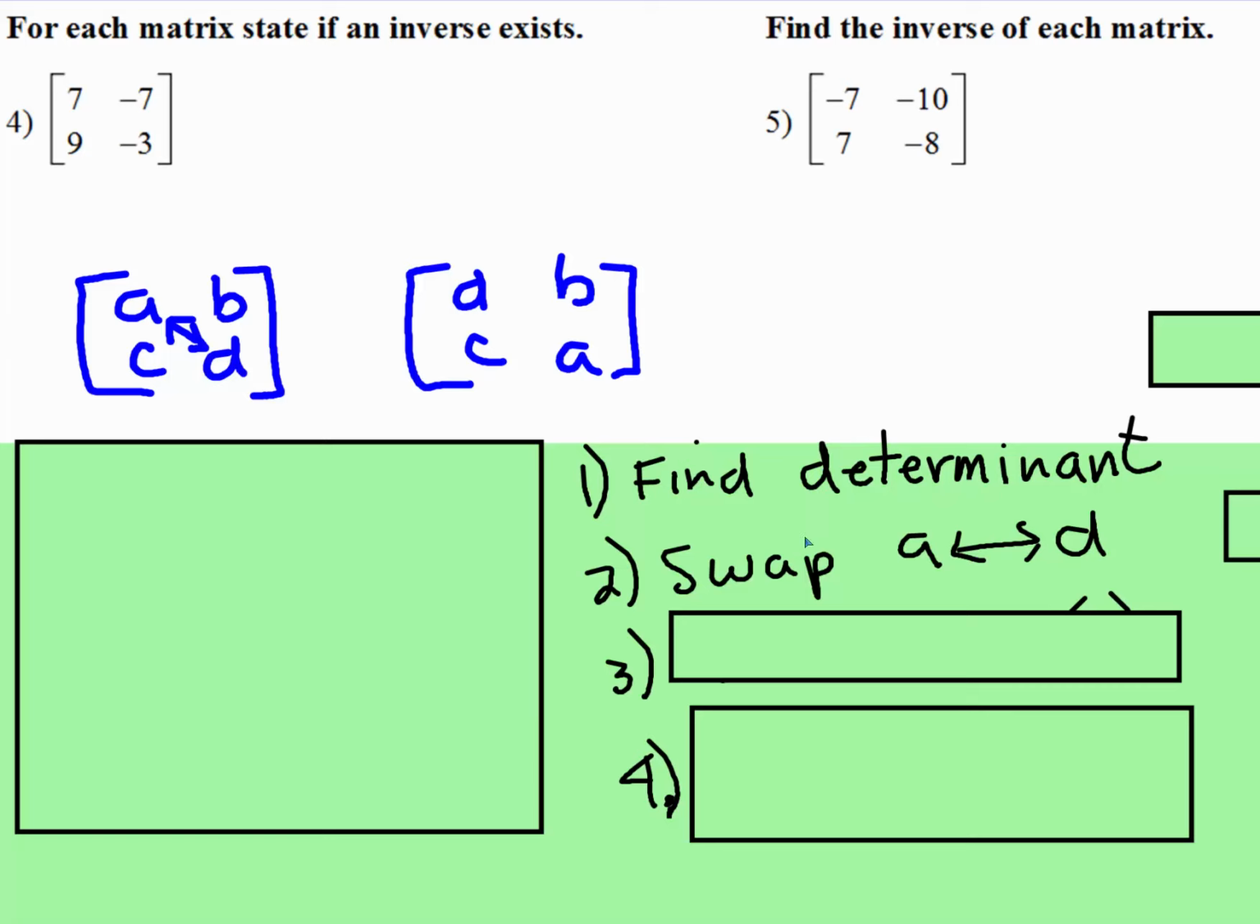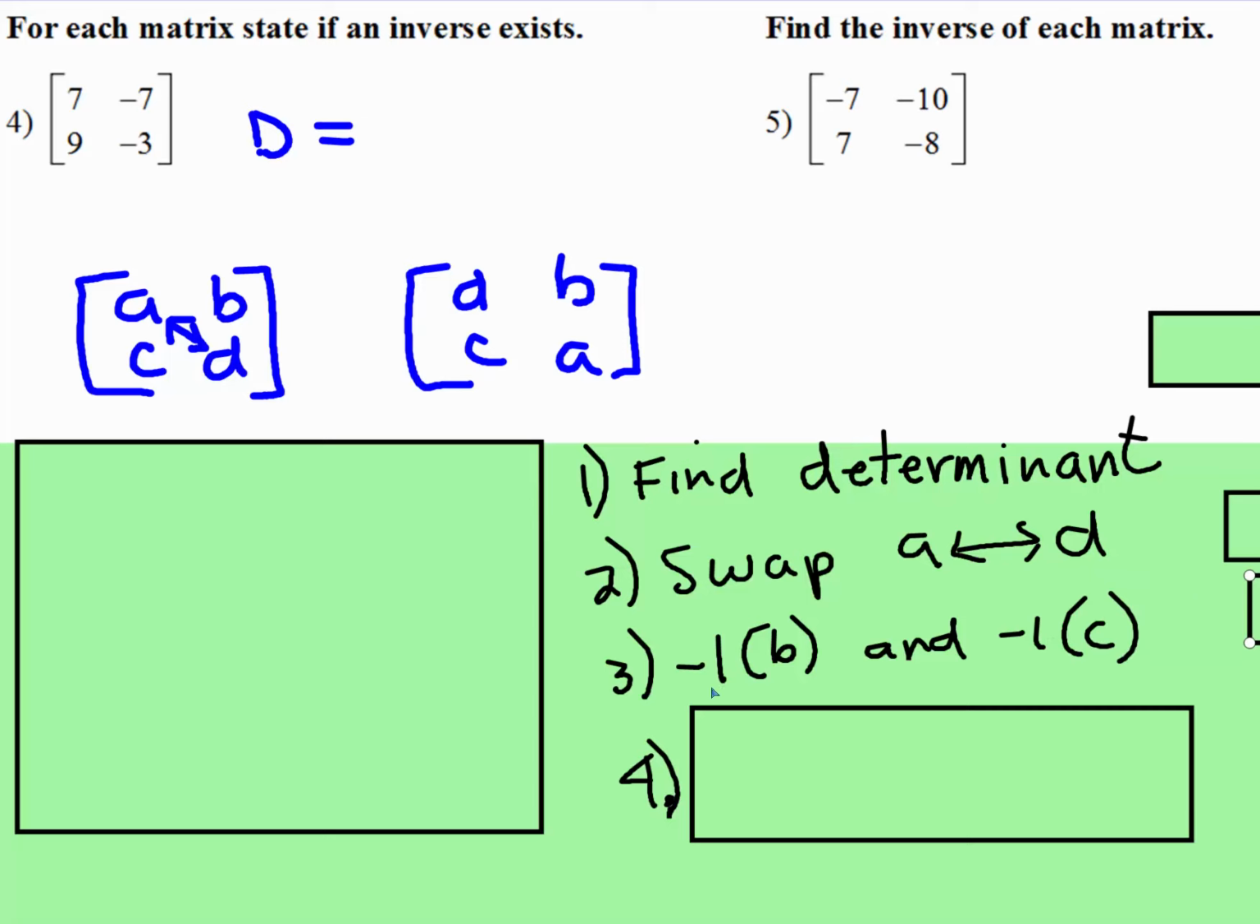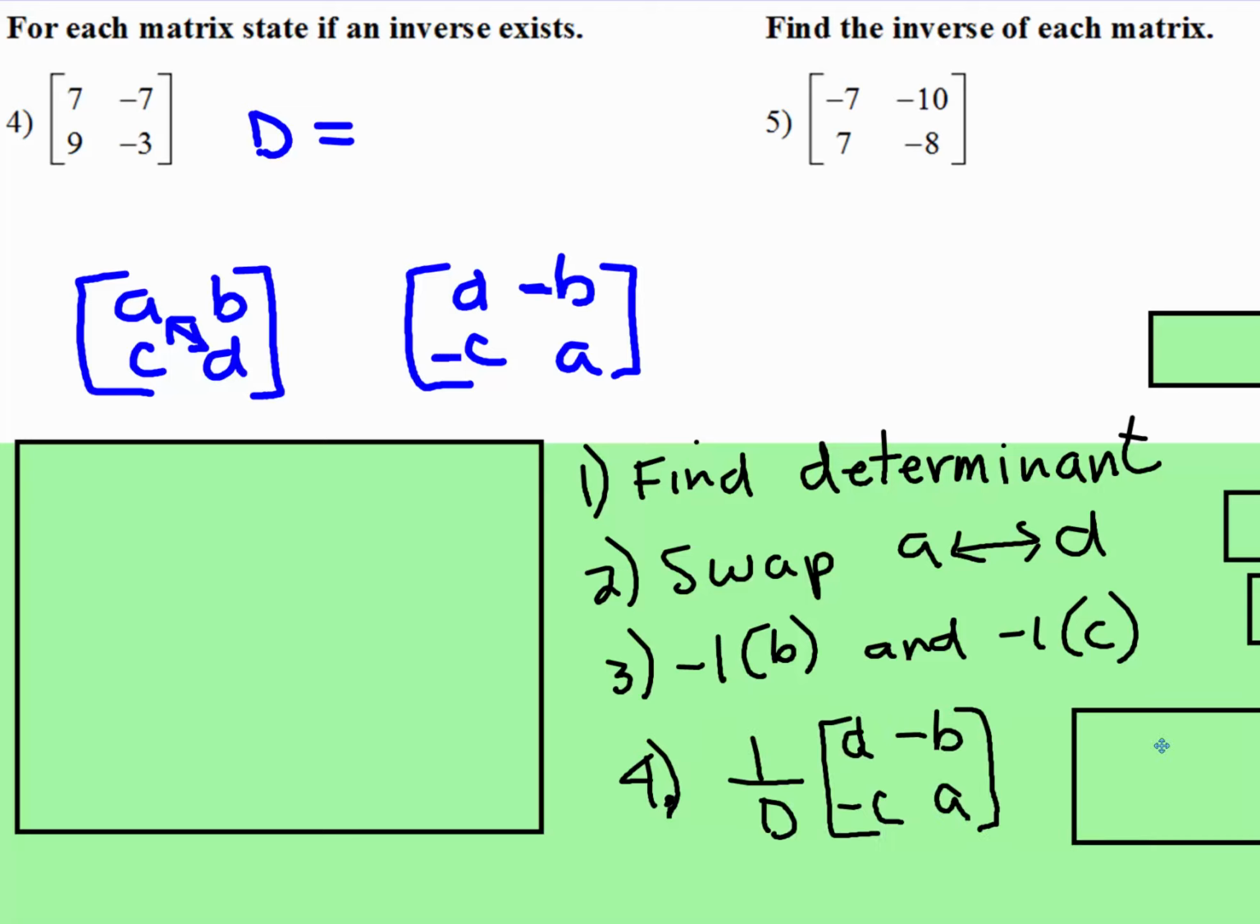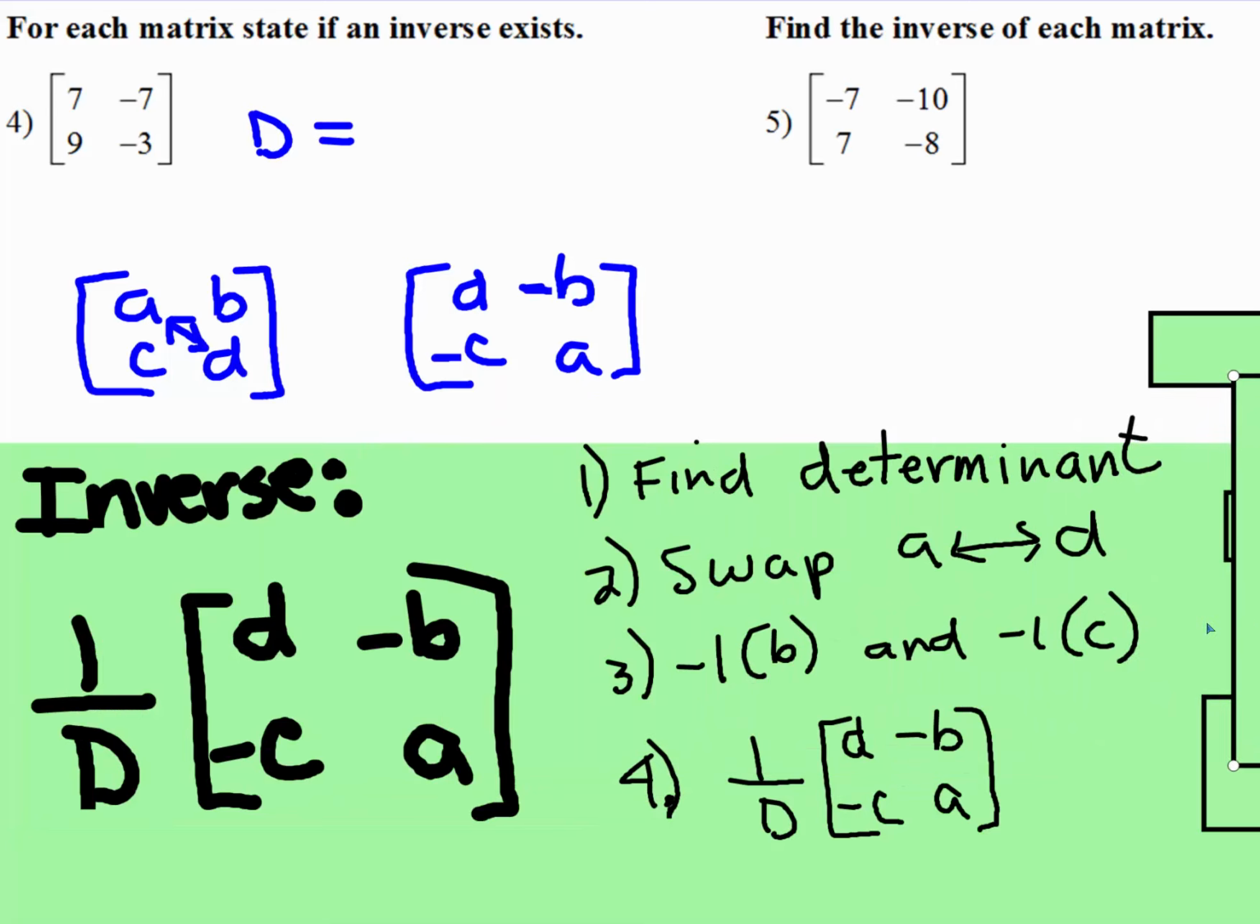All right, so find the determinant. Then multiply B by -1 and multiply C by -1. So we're going to change the sign of B and C. And then finally, you're going to multiply that new matrix. Look, A and D are swapped, and you're going to do the opposite to B and C. And then you're going to take whatever the determinant is, and you're going to put 1 over D, which is what I just did here.